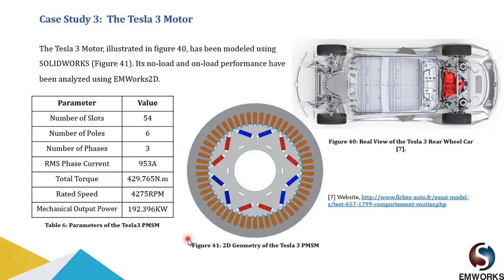The third and last case is concerning the Tesla 3 motor. Its 2D geometry is illustrated in this figure. Now the Tesla 3 motor is equipped with 54 slots and 6 V-shaped rotor poles. The double layer windings are made of 3 phases.